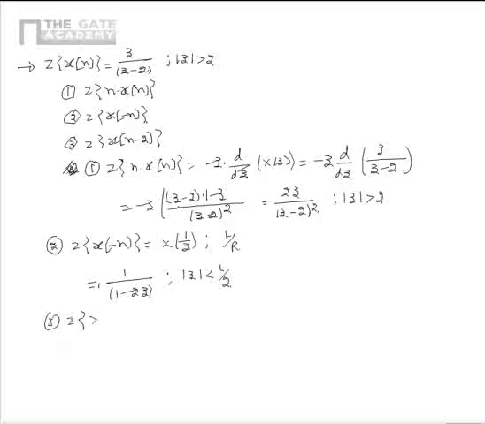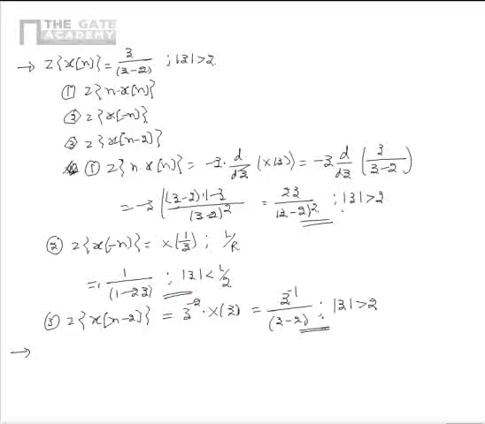Now let us find out the z transform of x of n minus 2 as per the third subproblem. From the properties of z transform, this is equal to z power minus 2 multiplied by x of z. This is equal to z inverse divided by z minus 2 and the ROC from this is mod z greater than 2. So we have found the required z transforms based on the given x of z.